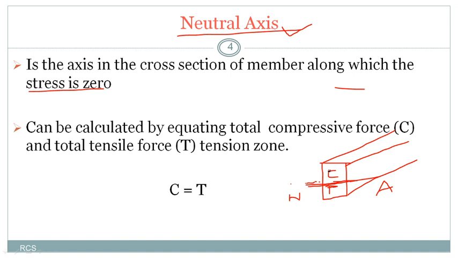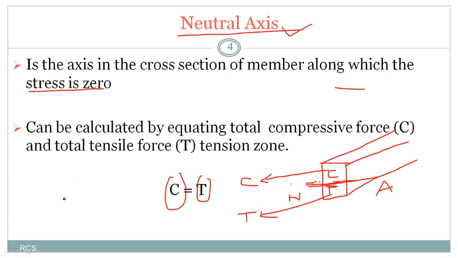This can be calculated by equating the total compressive force and the total tensile force. Say this is the total compressive force, and this is the total tensile force acting here. Now if we equate this total compressive force C and total tensile force T, then we will get the depth of the neutral axis.